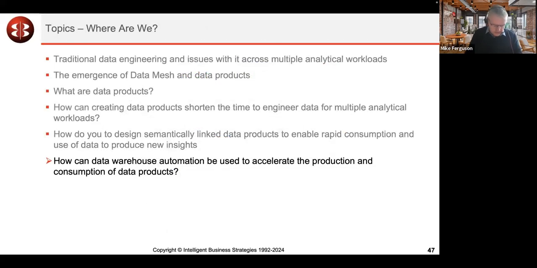So then the question is, how does automation help with this? There's a couple of questions coming in, but if you forgive me, I'll wait until the end before I look at them.